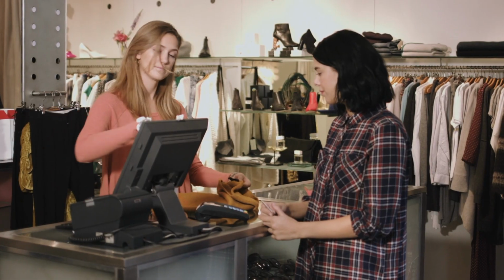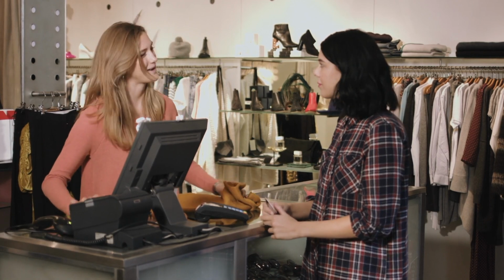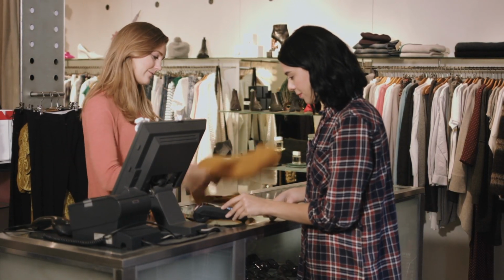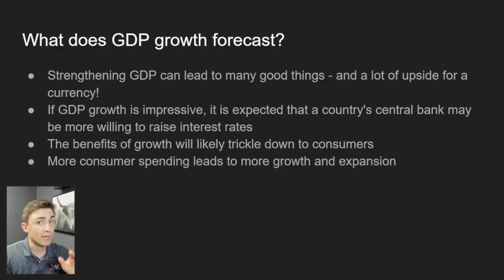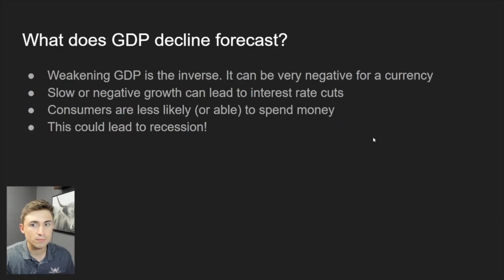This is an important thing when it comes to GDP growth: it has the ability to potentially cause more growth and get the ball rolling. And when we take a look at the next page, the opposite is also true. GDP decline can be very, very negatively impactful for currencies that are experiencing their economy declining. So take a look at this with me.